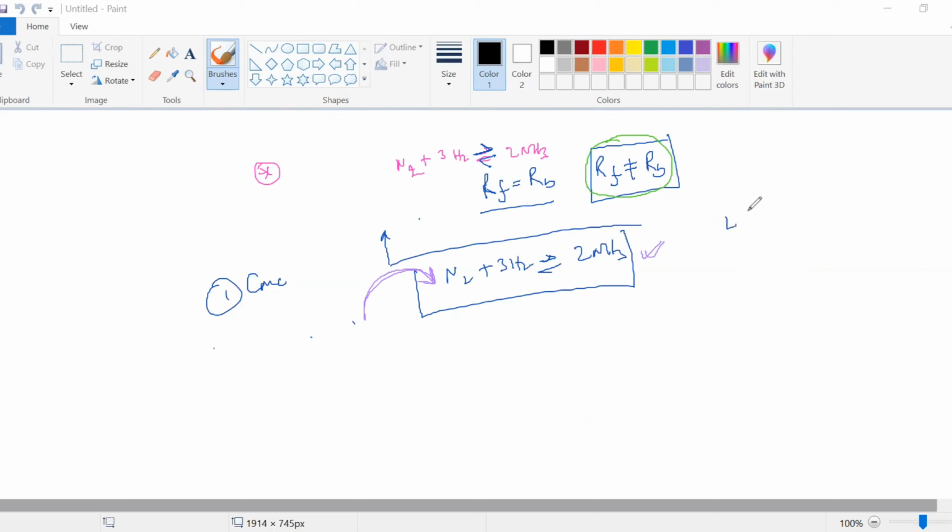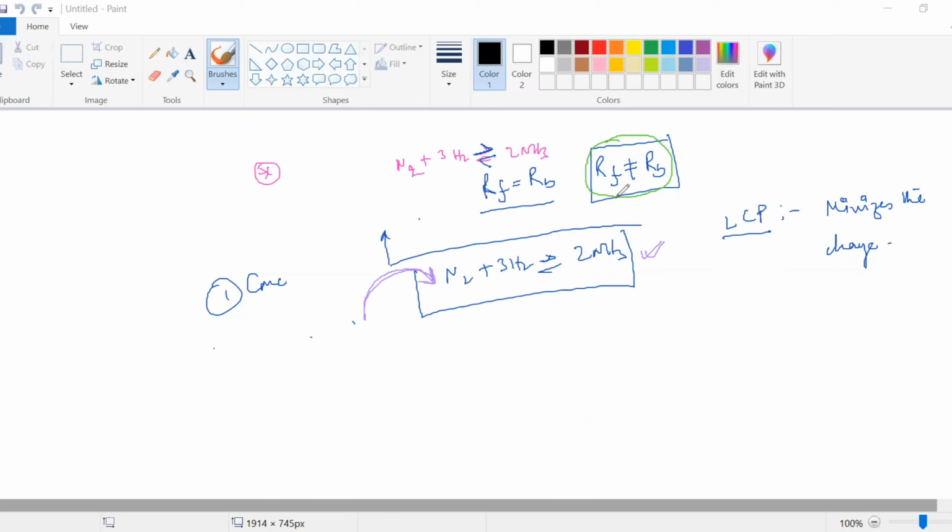We have to know about Le Chatelier's principle. Le Chatelier's principle says that when our equilibrium is disrupted, the equilibrium will move in that direction which minimizes the change. When you are taking a reversible reaction at equilibrium, it moves in that direction which minimizes the change.